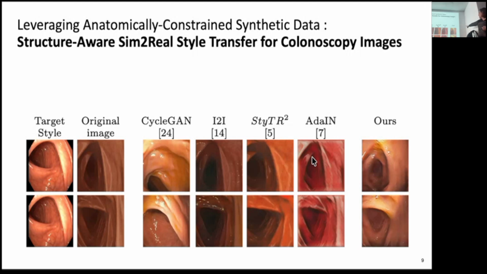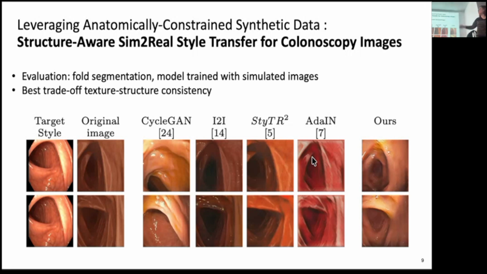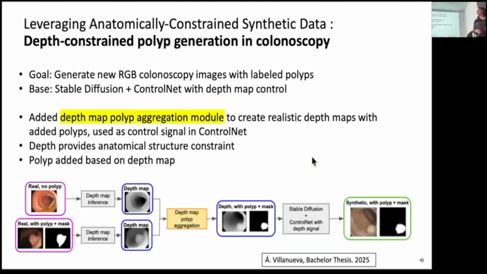So we took that CycleGAN, adding the depth consistency loss. The texture is not as perfect as the CycleGAN, but it's still good enough for training the segmentation model on these augmented images. We get good enough results, and the structure is maintained, so we keep the labels. So that was using CycleGAN, yeah, as I said. The best trade-off between texture and structure consistency was with our images.